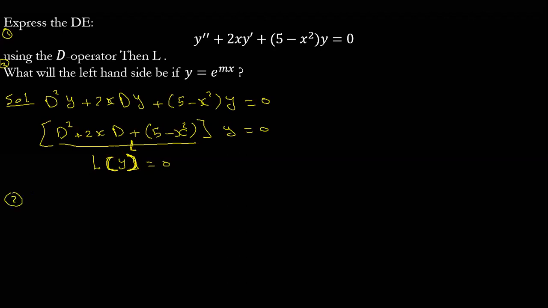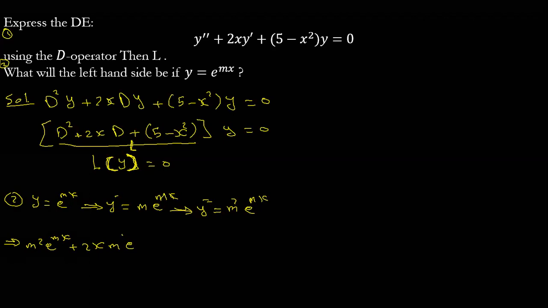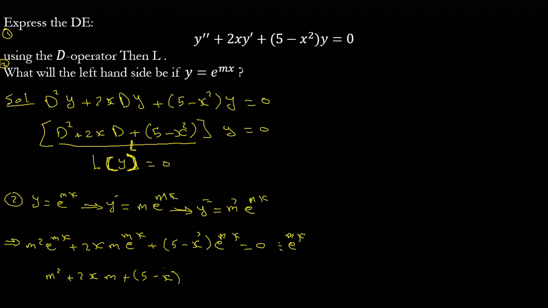Second question. What will be the left-hand side if y equals e to the mx? So my y is e to the mx. My y prime, because my differential equation has y prime, is m e to the mx, if I'm right. And y double prime, if you remember, is m squared e to the mx. Let me plug into my differential equation. That will give me m squared e to the mx plus 2x m e to the mx plus 5 minus x squared e to the mx. To simplify this, let us divide by e to the mx. So I have m squared plus 2xm plus 5 minus x squared equals 0.